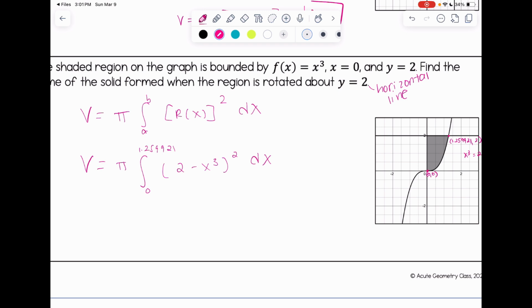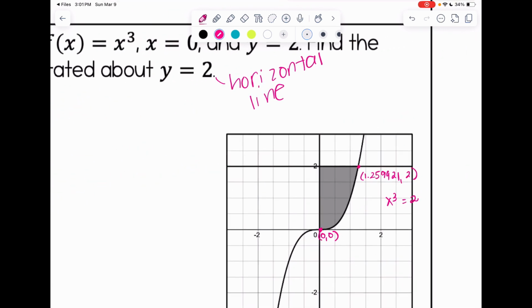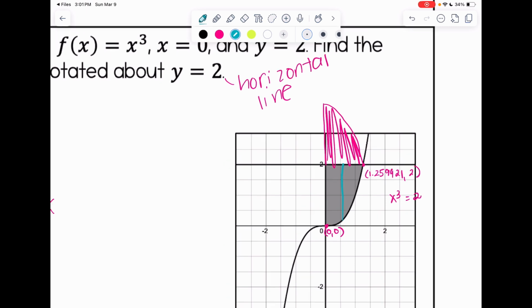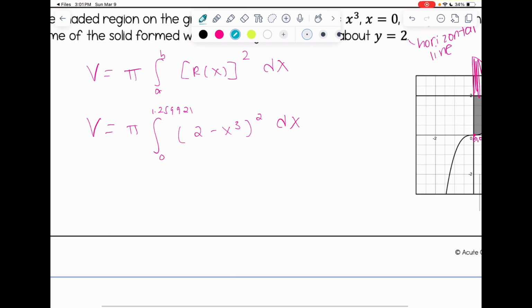Now, here's why I'm going to reverse it in this case. If we imagine that this is being rotated about the line y equals 2, the radius is really the distance between the curve and y equals 2. Now again, if you happen to write it as x cubed minus 2, squared, we're going to get the same answer. That's because we're squaring it in the end.